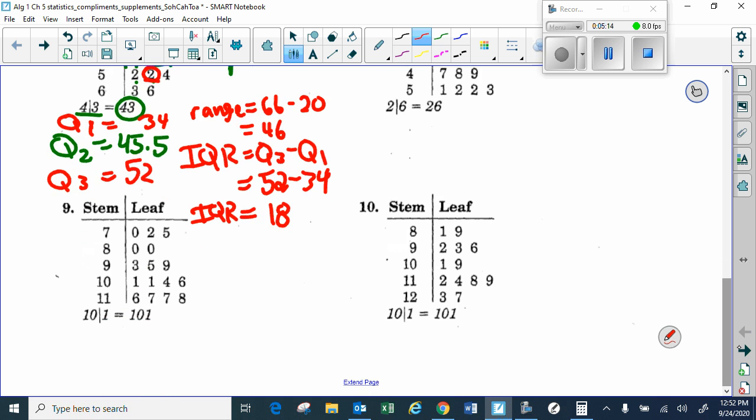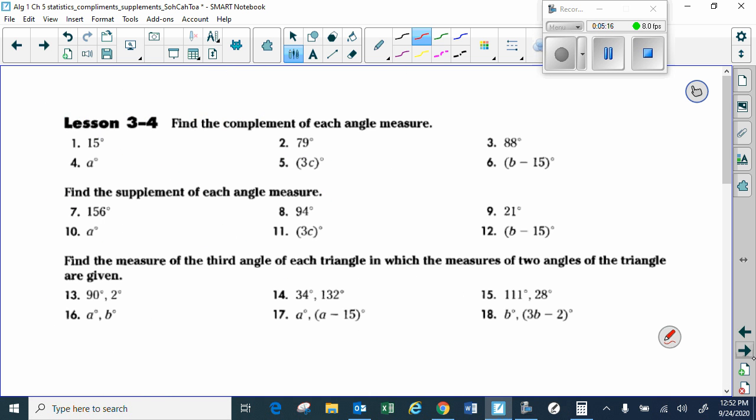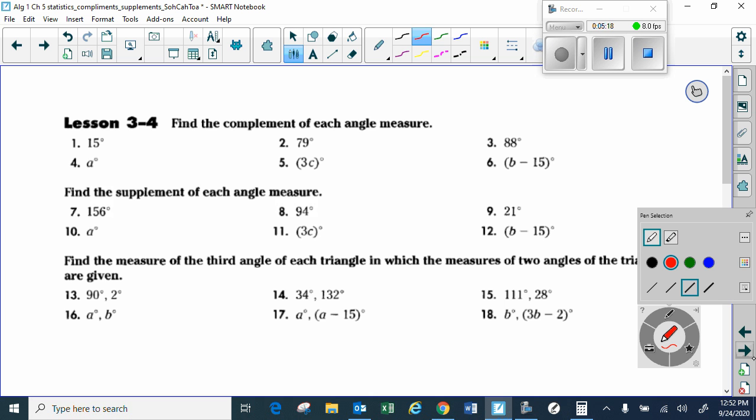Let's go to the other side. The other side we have some review problems. Okay, you notice this is back from chapter 3.